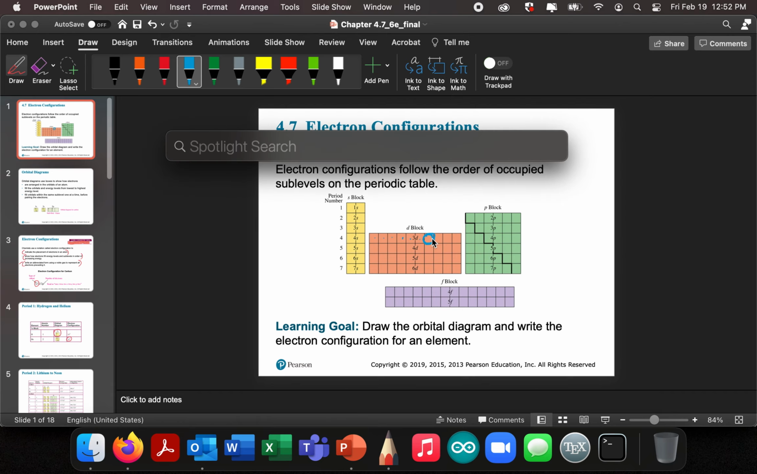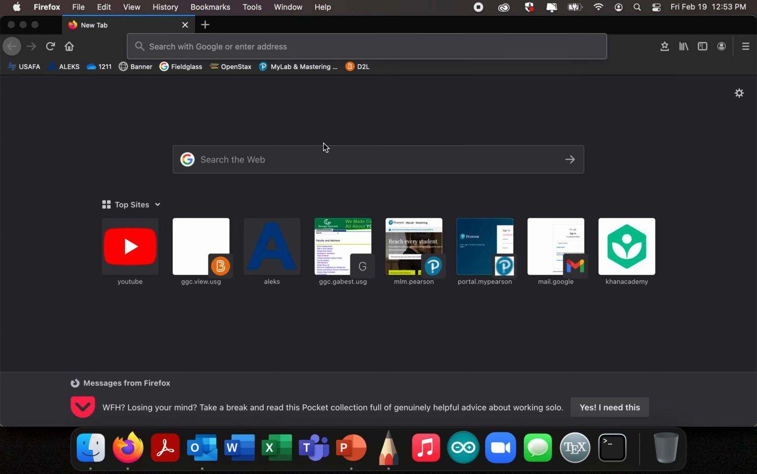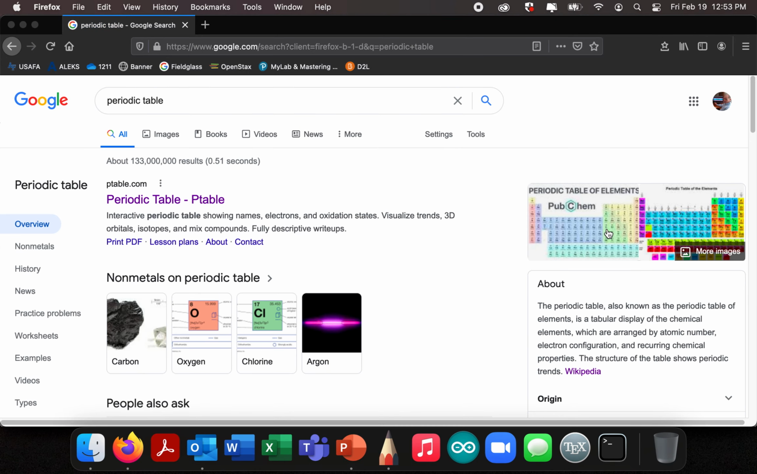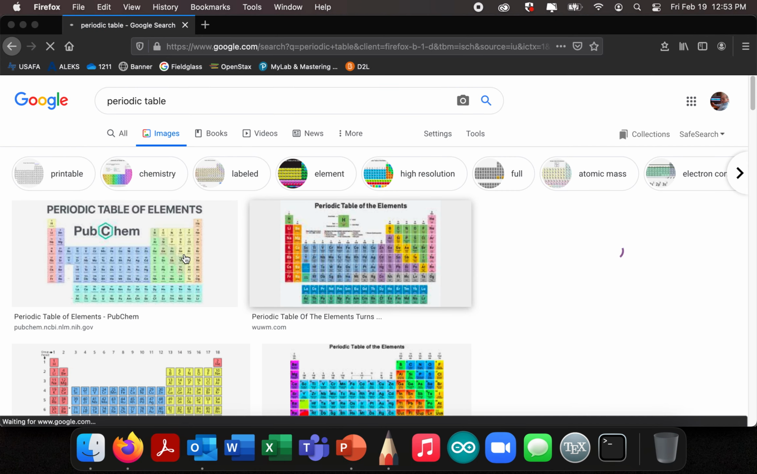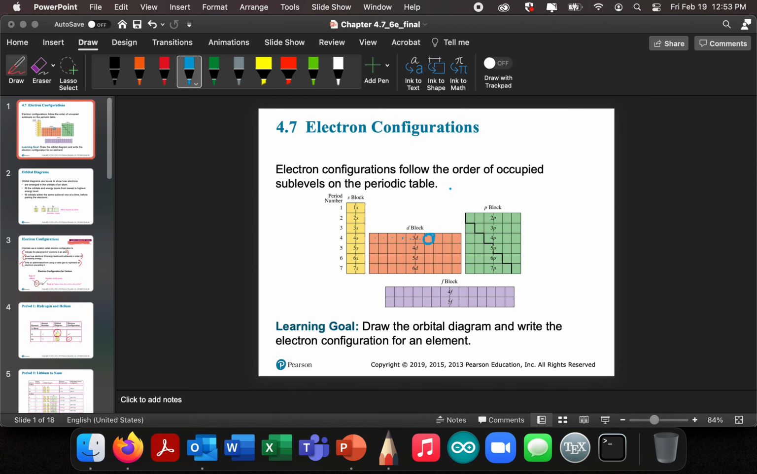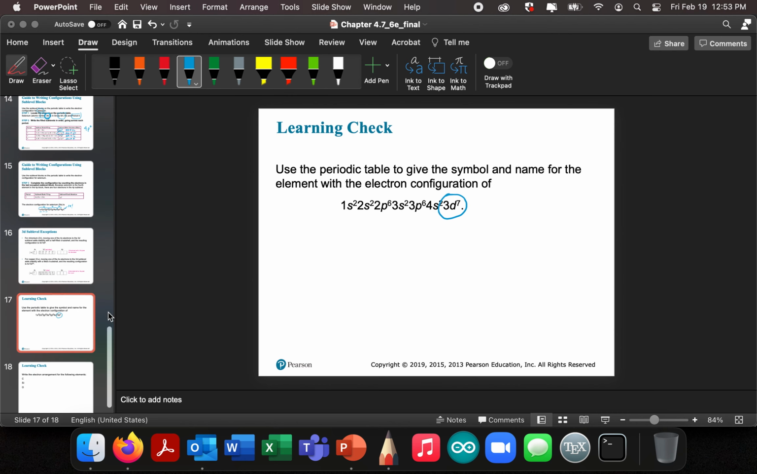So let's do a periodic table. One, 2, 3, 4, 5, 6, 7. It's cobalt, right? You see that? It's cobalt. And where was the question? It's down here. It's going to be cobalt.